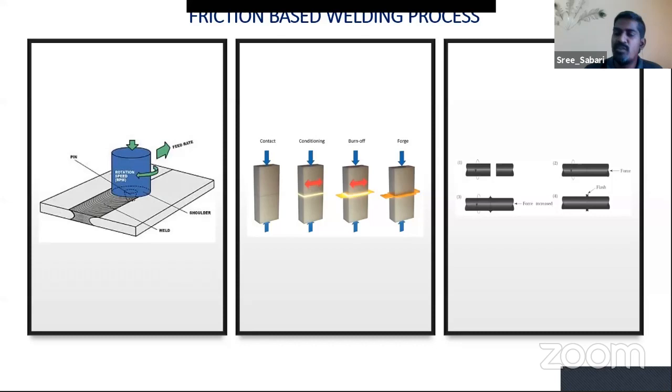Here you can only use samples with a square or rectangular cross section. One sample is brought near to the other and allowed to rub under pressure, and a final pressure is applied and joining takes place. In the last figure, you can find a rotary friction based technique where one sample is allowed to rotate, is brought near to the other sample, gets contacted, and is rubbed, heat is generated, final pressure is applied, and the joining happens. So these are the three processes.